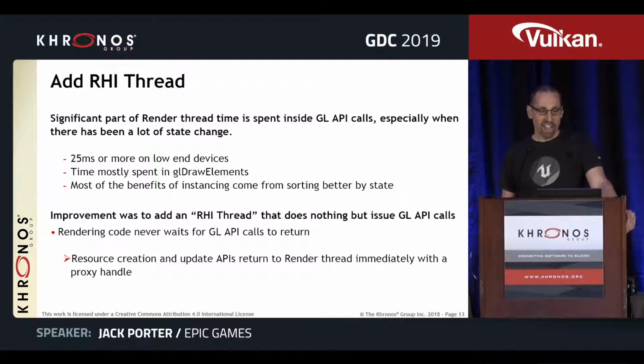So an improvement here was to add what we call an RHI thread. RHI is Render Hardware Interface, Unreal Engine's OpenGL or Vulkan or on other platform, different API implementation. And the idea is to make sure that the rendering code never has to wait for any API calls to complete. So when we create resources or we update resources, we can return immediately with a proxy handle and then continue on and have the RHI thread pick up and replace the handle with the correct API handle.